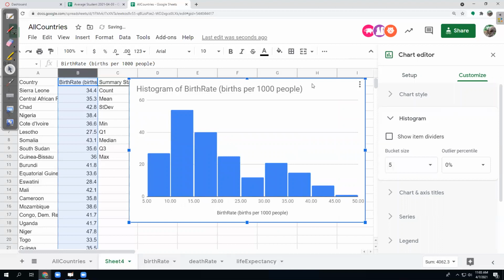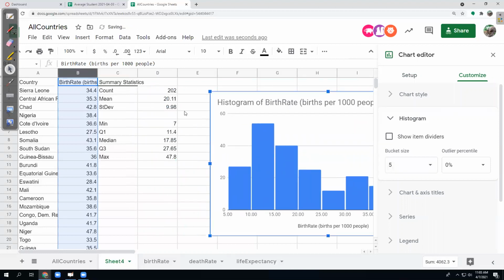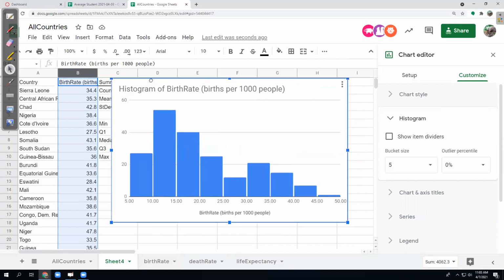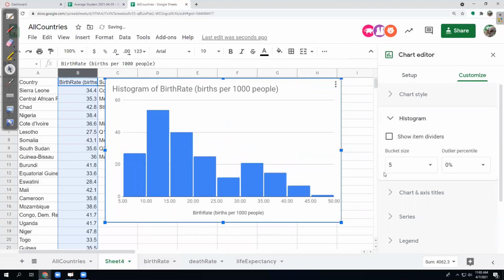And so I'm choosing 5 for a couple of reasons. One, it's about half of the standard deviation. Sometimes I make a histogram based on the standard deviation, but 10 didn't work so well. And 5 looks pretty good. So starting at 5, 5 to like 9.9, and then 10 to 14.9, 15 to 19.9 is what's being counted in each of these groups.